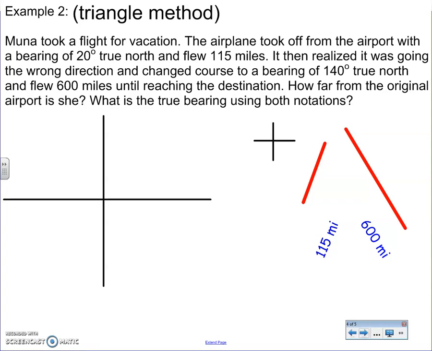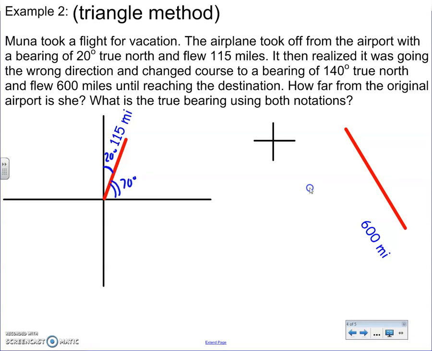Muna took a flight for vacation. The airplane took off from the airport at a bearing of 20 degrees true north. So let me move that. Here's this. All right, true north. And this is 115. I'll just put it up here. True north means this angle right here. That's 20 degrees. If you want this angle right here, that's 70. You're going to need both.